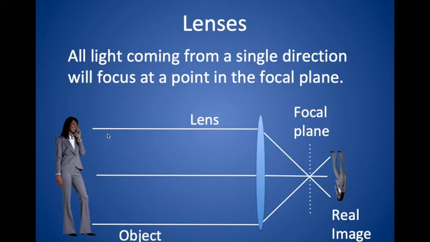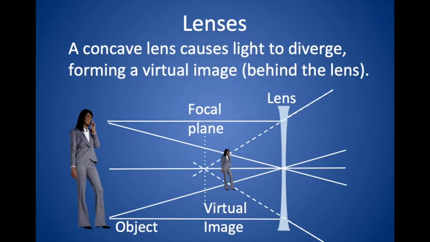And with the lens, all the light coming in a single direction will focus at a certain point on what's called the focal plane. And you can also have a concave lens, which causes the light to diverge instead of focus.